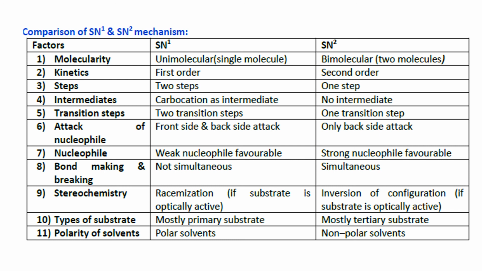And in the case of SN2, there is more probability of backside attack of the nucleophile. As a result, if you start with an optically active alkyl halide, the product will have an inverted configuration. And SN2 reaction is favored by strong nucleophile, whereas SN1 is favored by weak nucleophile. In SN1, bond breaking and making are not simultaneous, whereas in SN2 the mechanism is concerted. That means bond breaking and making take place simultaneously.